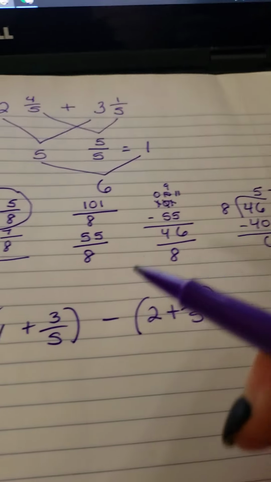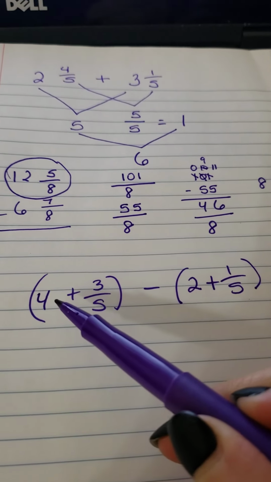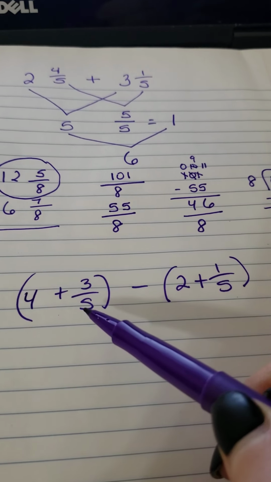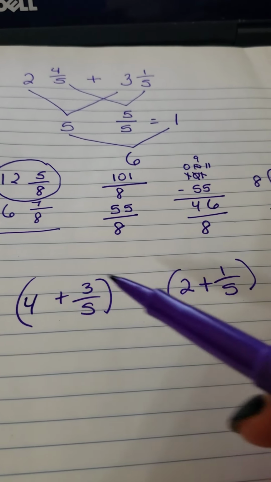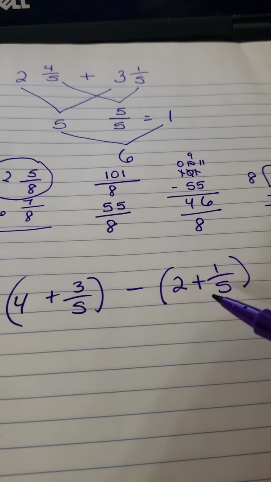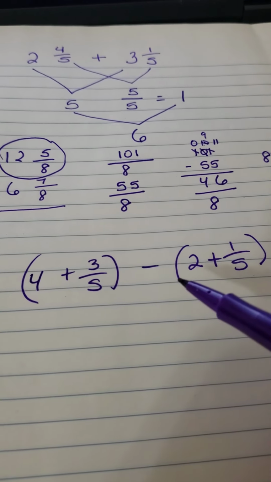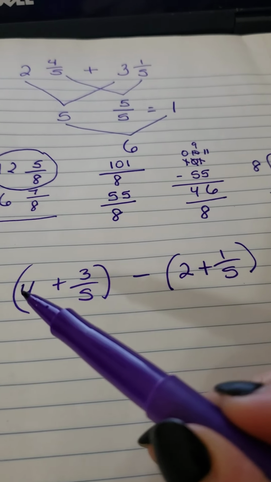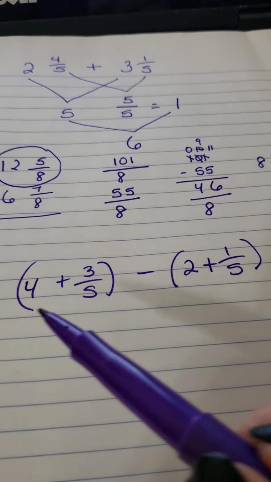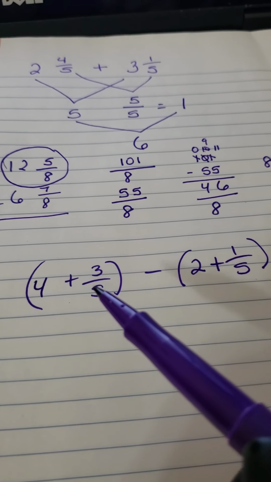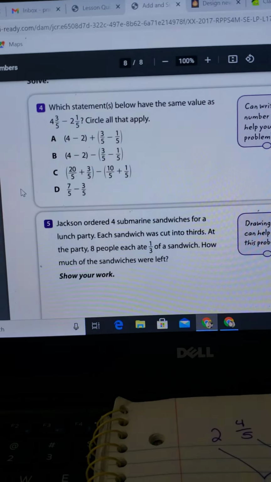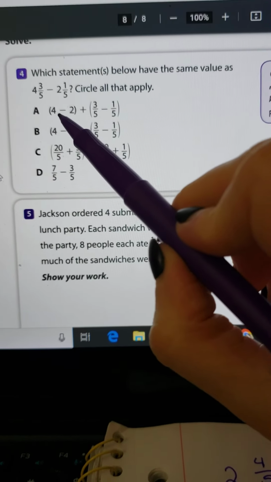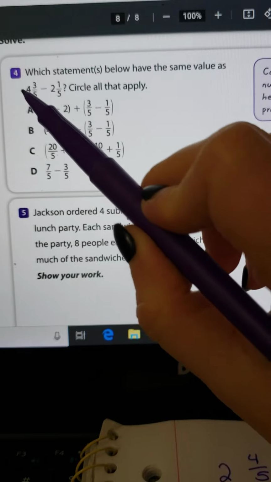So what this problem is really showing us, that mixed number is really the same thing as 4 plus 3/5. That whole thing, I'm subtracting this whole thing. So remember what we've talked about. I can rearrange these because I know the commutative property, right? I could put the whole numbers together and the fractions together. So let's look at that first option. That first one shows us 4 minus 2. Okay. That lines up.